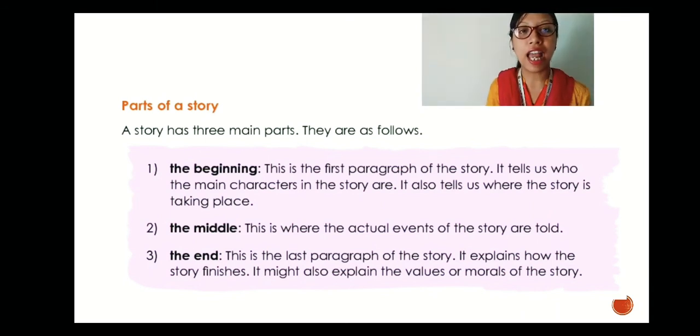Then we have the end. This is the last paragraph of the story. It explains how the story finishes. It might also explain the values or morals of the story. So this is how we write a story with three parts: the beginning, the middle and the end.